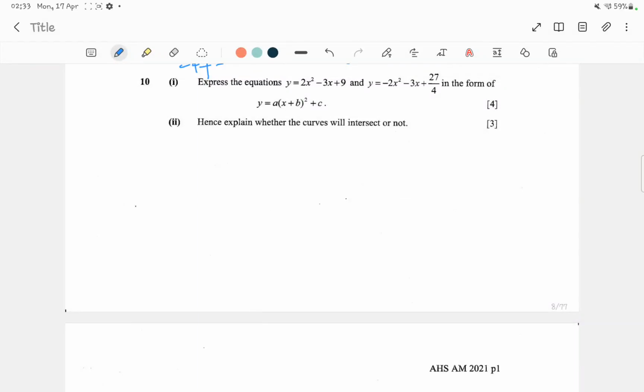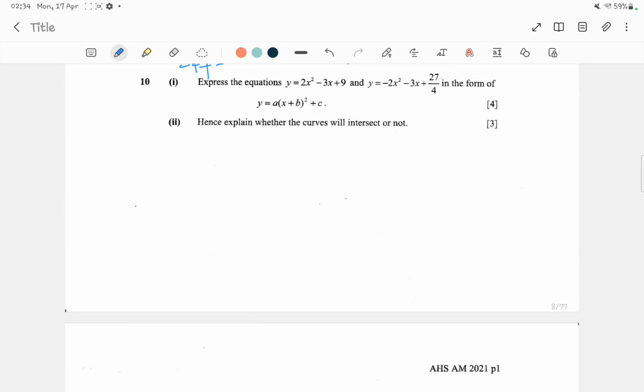Question 10 is on completing the square. That's the concept this question is asking. Express the equations y equals 2x squared minus 3x plus 9 and y equals minus 2x squared minus 3x plus 27 over 4 in the form of y equals a bracket x plus b bracket squared plus c.